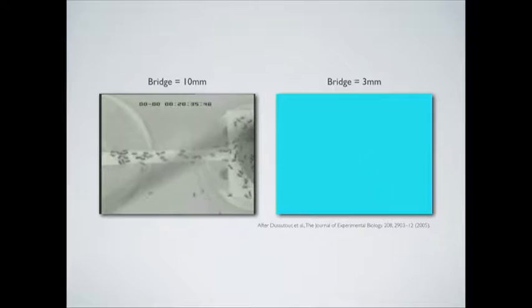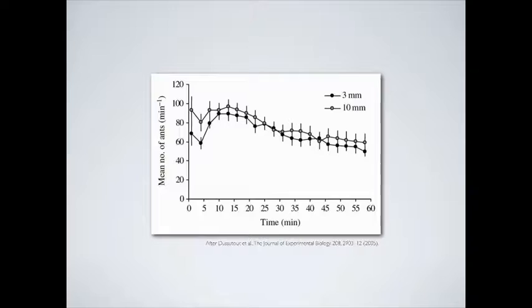0%. There's no difference in the total traffic. The amount of food the ants are capable of bringing back to the nest changes in time. That's normal. That's because the colony gets fed, and so after a while there are fewer and fewer ants out. But the overall traffic is extremely similar. There's no statistical difference between the traffic on the 10-millimeter bridge and on the 3-millimeter bridge.